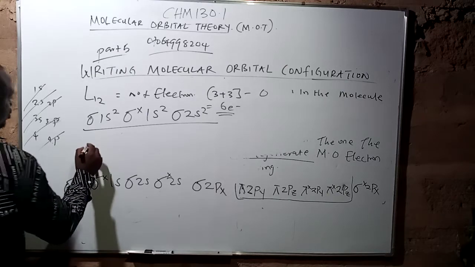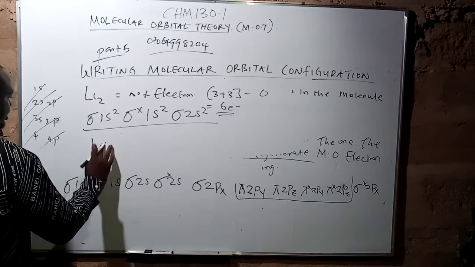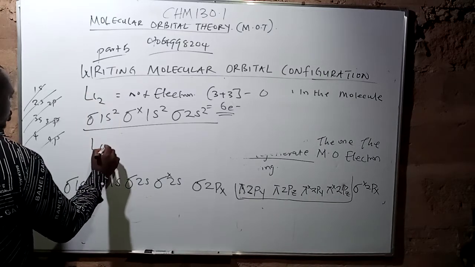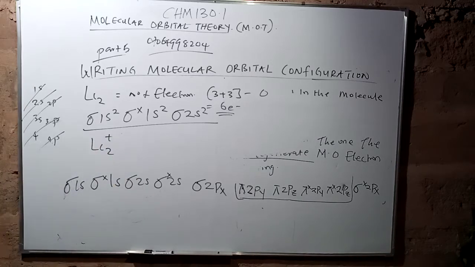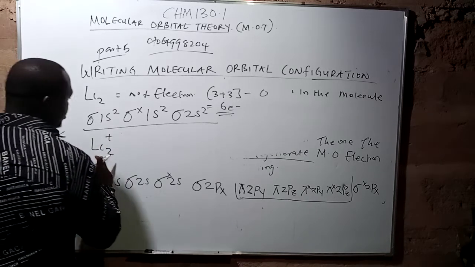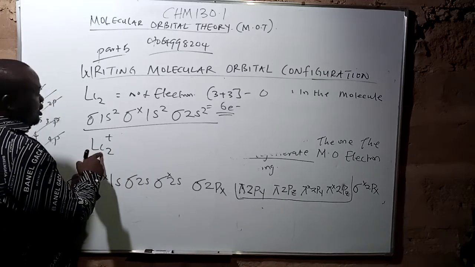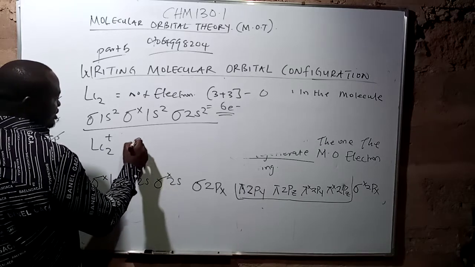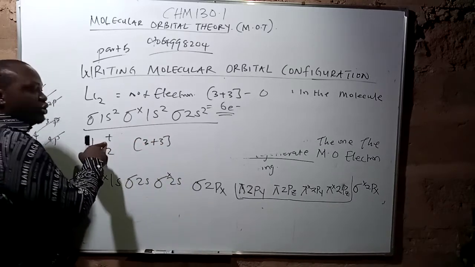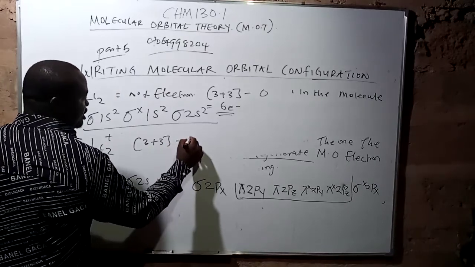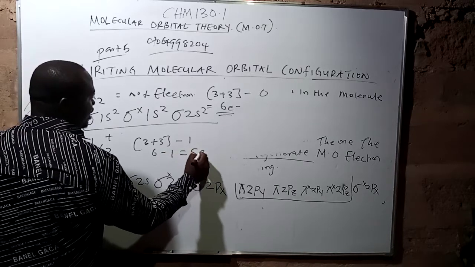Now, what if I ask you to do that of the lithium? This is lithium 2. If I say that of the lithium 2 plus, of course, you already know that we have to get the number of electrons. And so the atomic number for this lithium is 3, right? The same thing we did there, 3 plus 3. Now, we have a charge of plus 1. So this is minus the charge, which is 1. So this is 6 minus 1. That will give you 5 electrons, right?